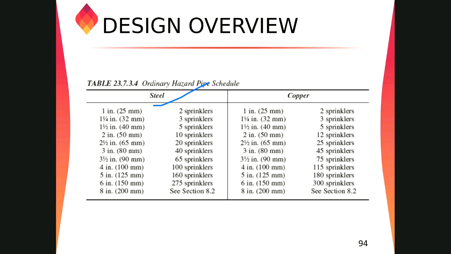Now again, what is the type of the pipe? It also affects, because copper has a much better finish accuracy compared to steel, because in steel there is a roughness factor. Those roughness values will give some frictional coefficient and all. So we have to keep that in mind.